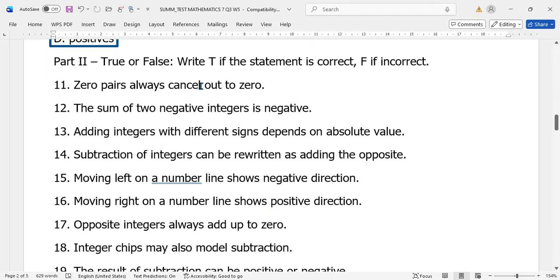So zero pairs always cancel out the zeros. Okay, that's true. So again, zero pairs are the opposite numbers. The sum of two negative integers is negative. That is true. Okay. Adding integers with different signs depends on the absolute value.